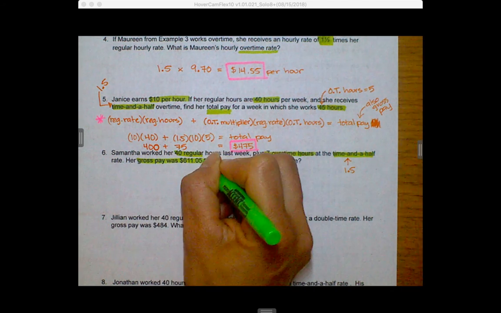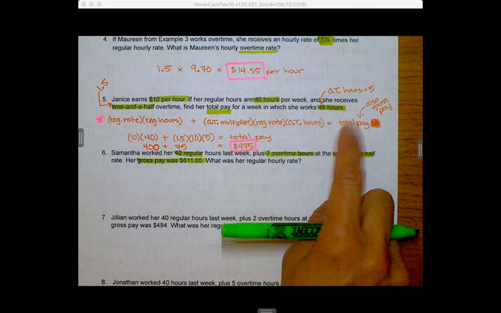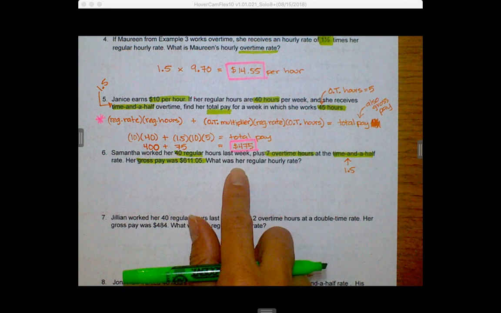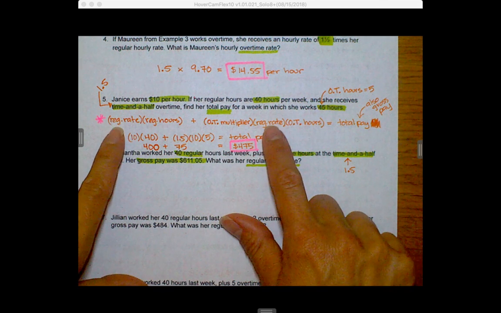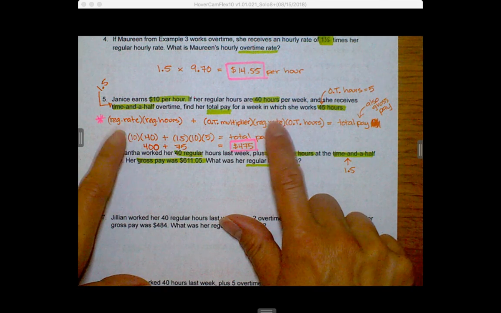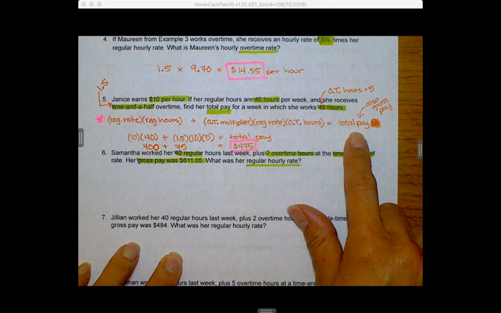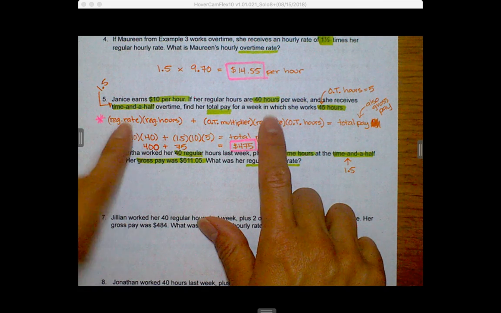So in this problem, they told us her pay. In the last problem, they didn't tell us her pay. We had to find that. In this one, they already told us her pay. Let's see what they're asking us to find. What was her regular hourly rate? So in this problem, we don't know what the rate was. So since we don't know the rate, these two things are going to be missing in this problem, and the pay is going to already be filled in, in our formula.